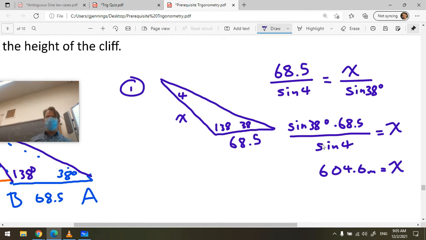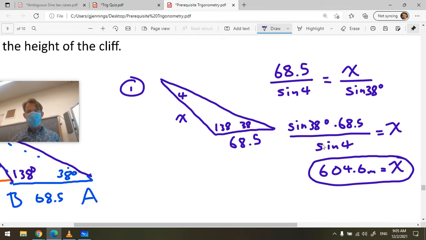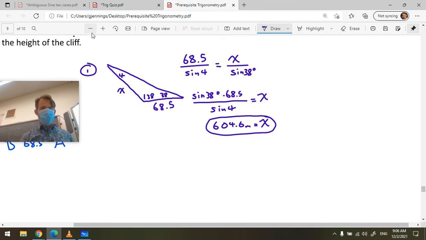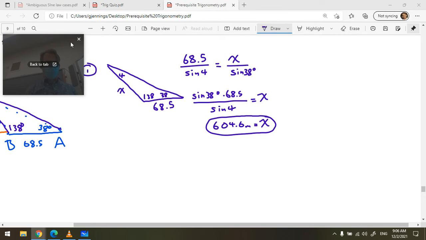Is that the answer we were looking for? No. Is it an important step in the getting of that answer? Yes. So I'm going to circle it. I'm going to come back to that number, so I like to be able to find it easily when I'm looking at my solution here. Just move me out of the way.